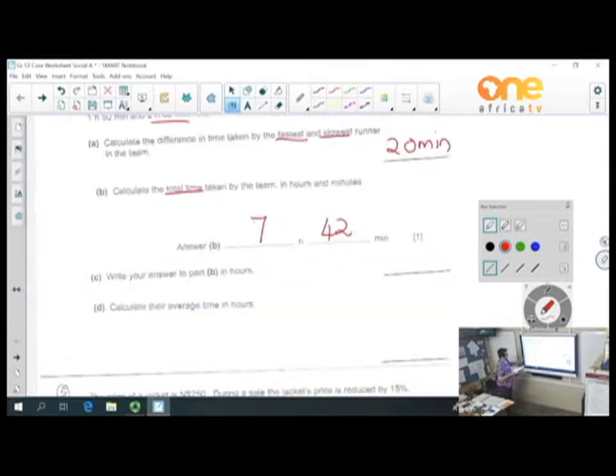Okay, number C. Write your answer to part B in hours. How am I going to change this now to hours? How many minutes in an hour? 60. So we're going to say it is 7 point, and then come on your calculators, what is 42 divided by 60? So it is 7.7 as in hours, only in hours.